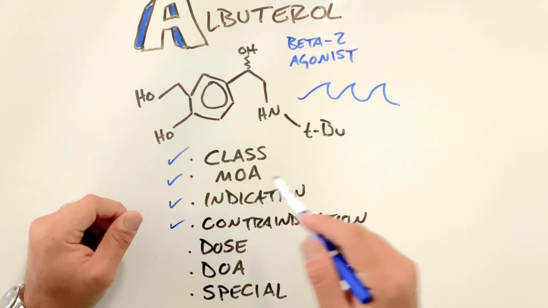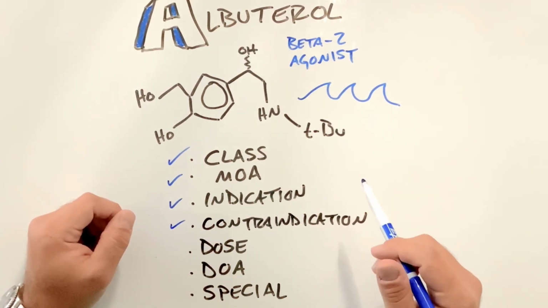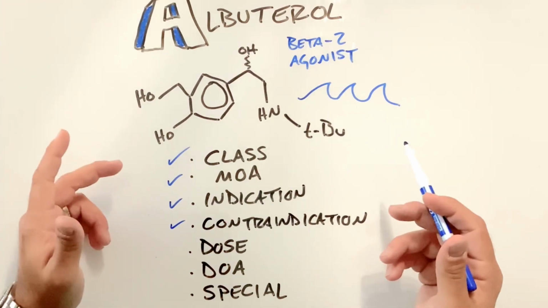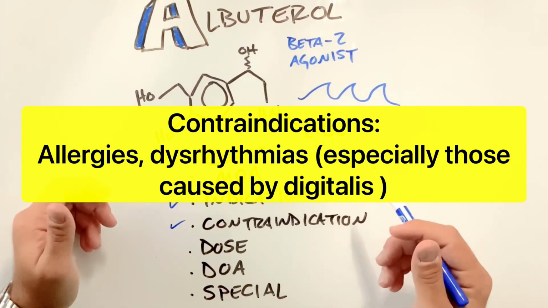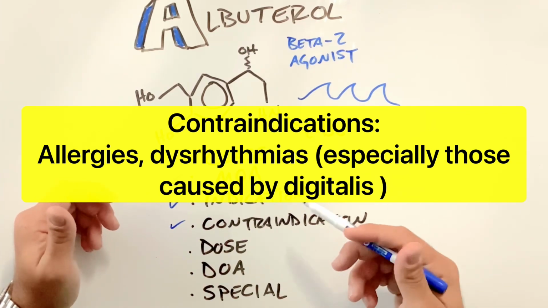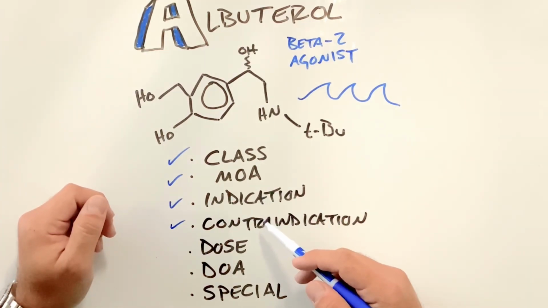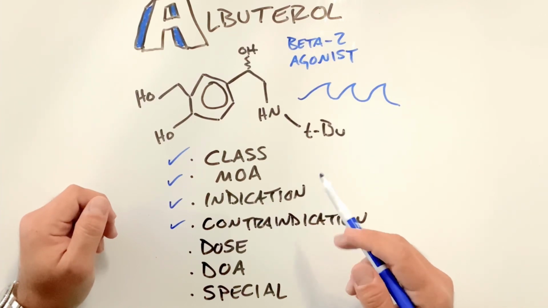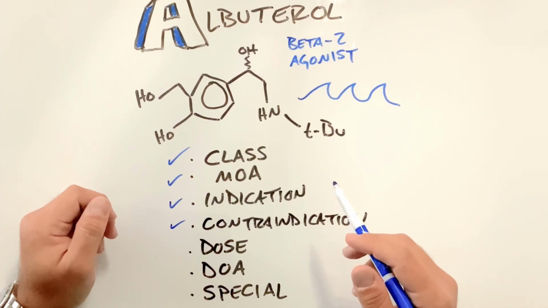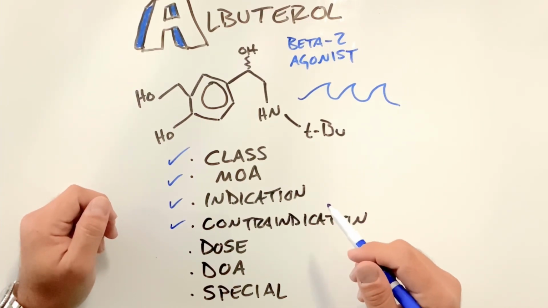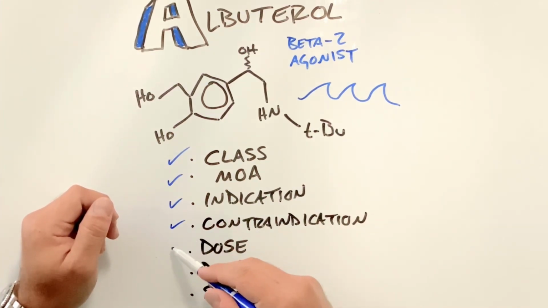Anytime we have an indication, we have to have a contraindication. Per Nancy Caroline, obviously anytime somebody has a hypersensitivity or allergy to a medication, that is a contraindication. We've done our SAMPLE history, our OPQRST, and a good patient assessment, so we know what the patient is allergic to. Also use caution, as it can be contraindicated in dysrhythmias, especially those caused by digitalis. We'll talk more about digitalis and dysrhythmias in another video, but these are good questions to ask your patient.